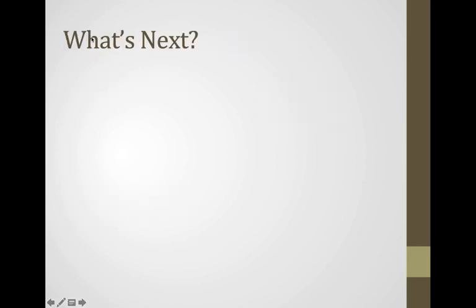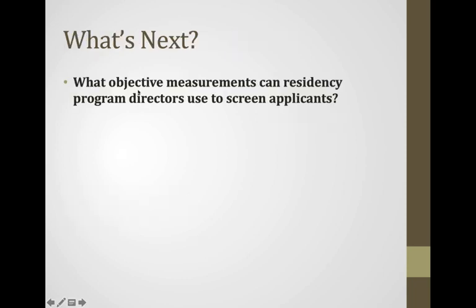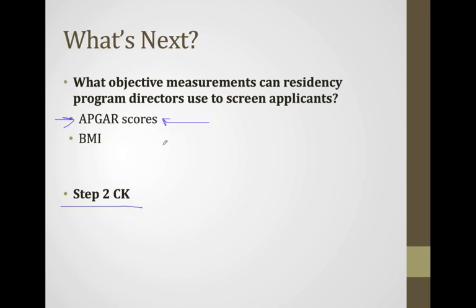Moving on, we need to talk about what's next. What objective measurements can residency program directors use to screen applicants? Some proposed measurements include the applicant's APGAR scores, because dermatology wants to know if you've ever been anything less than a 10, and BMI. Now, all jokes aside, we're going to be using the Step 2 CK exam. No one knows what the APGARs even mean, and we've already been using the BMI for years.